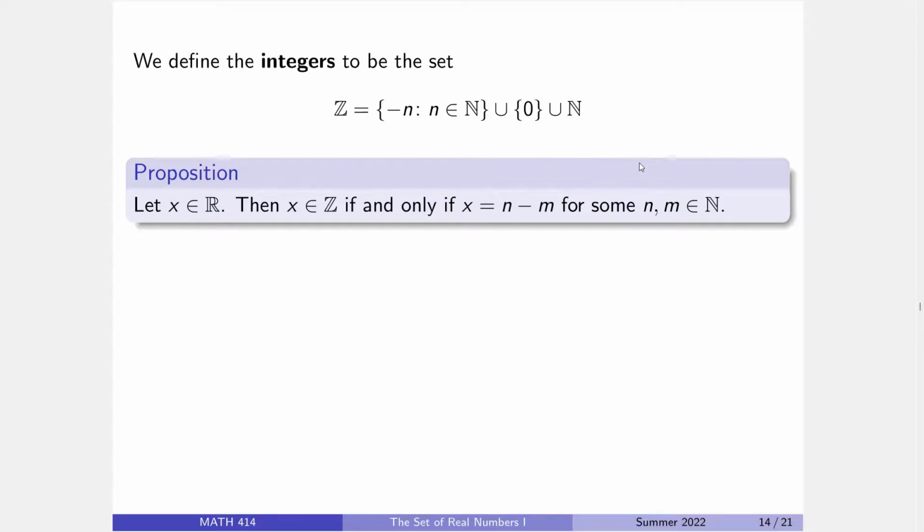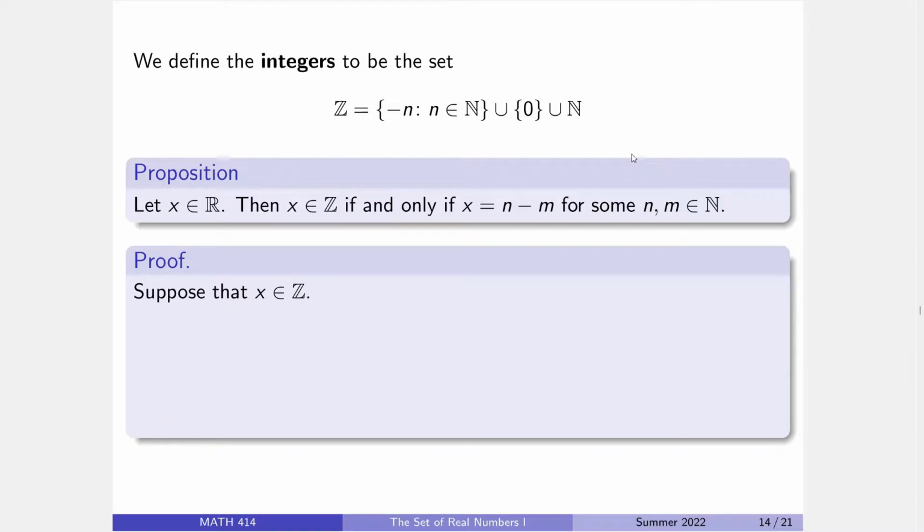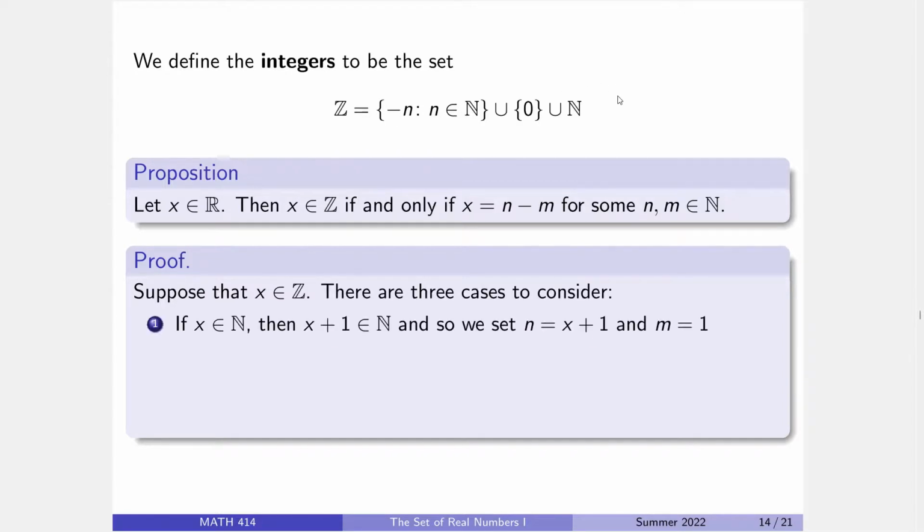That being said, there is a very powerful algebraic characterization of the integers, which lets us prove a bunch of facts about integers without having to go too nuts. Okay, so specifically, we're going to prove that every real number is an integer precisely if it's the difference of two natural numbers. All right, so you are an integer precisely if you're the difference of two natural ones. Okay. Well, suppose you are an integer. Well, then you are either a natural number, 0, or the negative of a natural number. So there's 3 cases to consider.